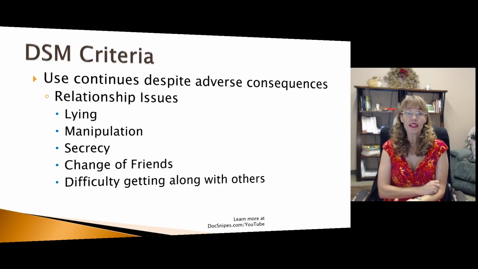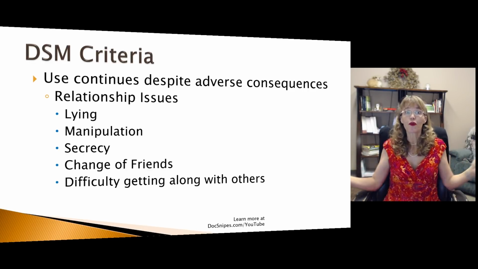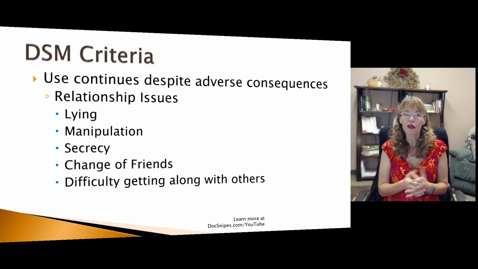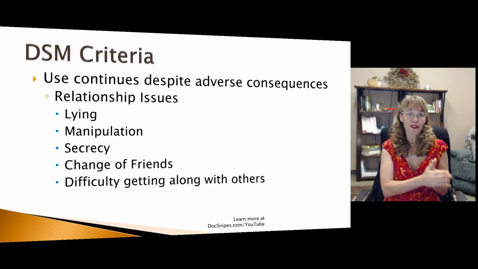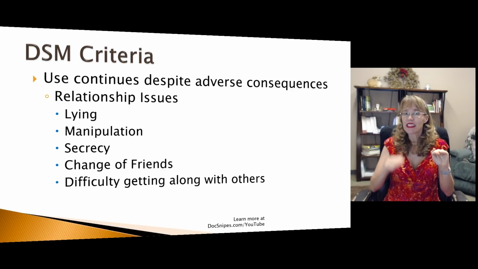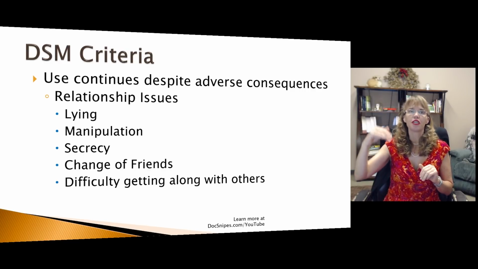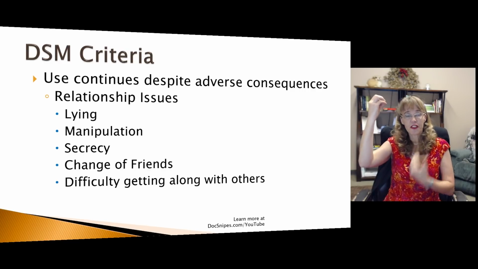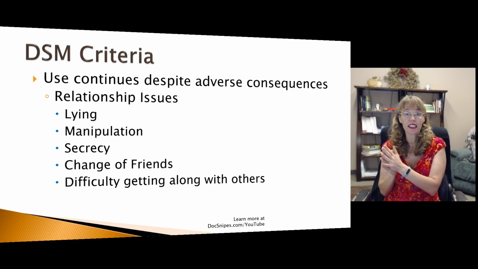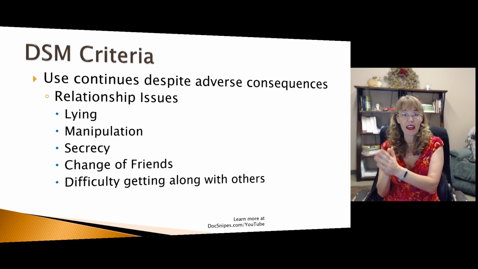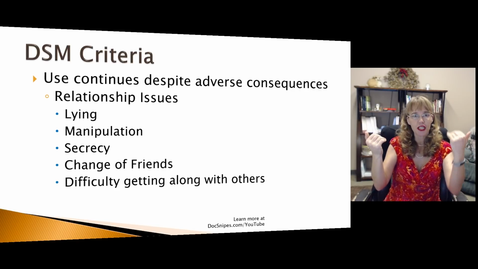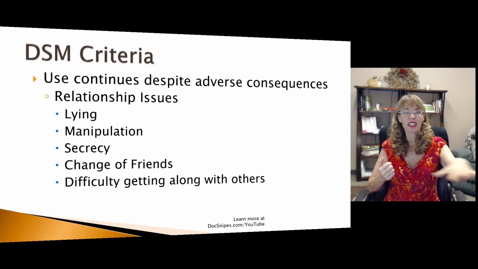They may change their friends and start surrounding themselves with other people who engage in similar addictive behaviors. They may have difficulty getting along with others. They may be more impatient. The tolerance for other people tends to go down as the need for the substance goes up. So the more time, the more energy, the more of whatever people feel they need to invest in the addictive behavior in order to feel okay, the less time and energy and everything else they have to invest in everything else.